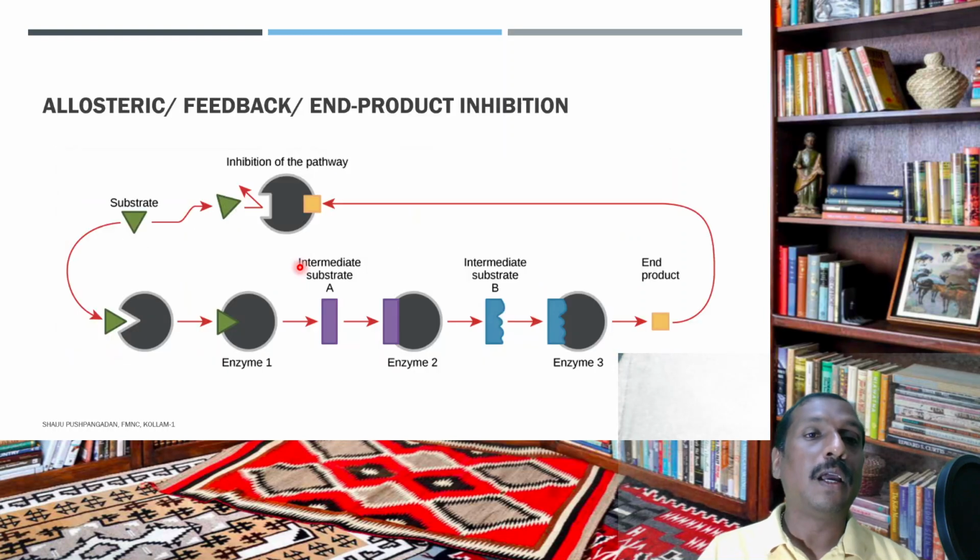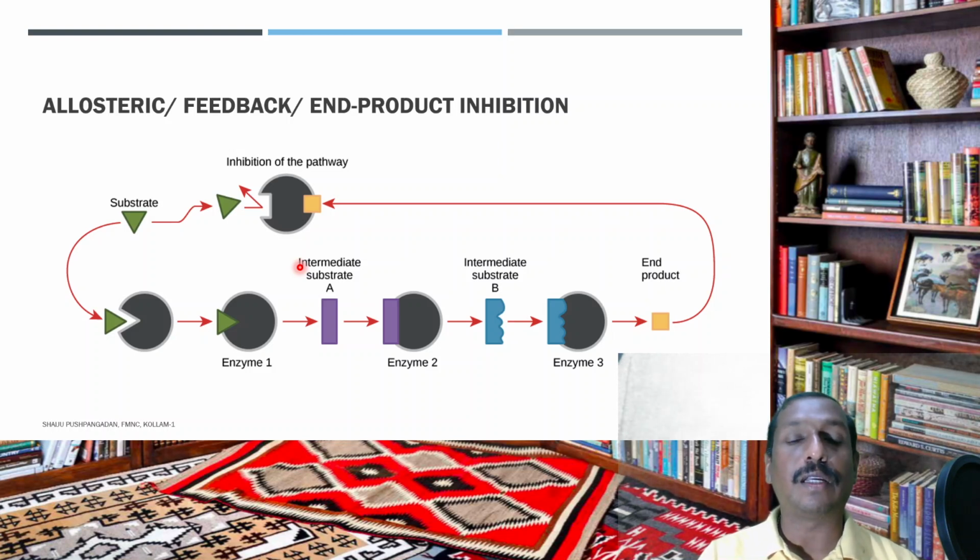Okay, and the final one: allosteric, or feedback, or end product inhibition. This kind of inhibition is there for a series of biochemical reactions, not for a single one. In the case of a competitive inhibitor, there is only a single step, a single chemical reaction. In the case of non-competitive, also there is a single chemical reaction.